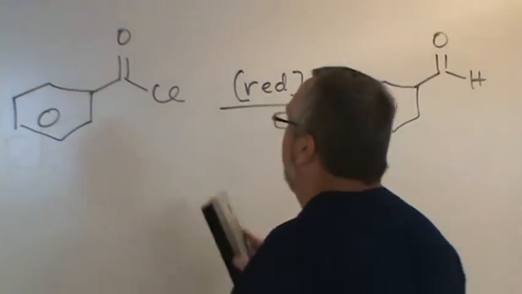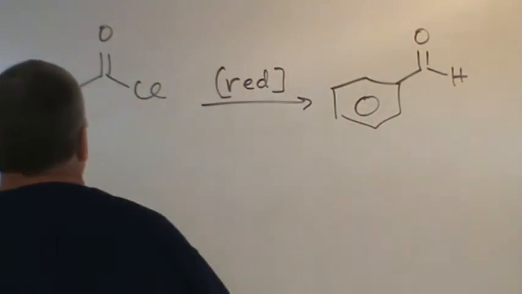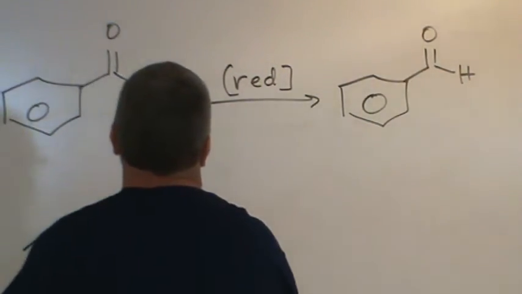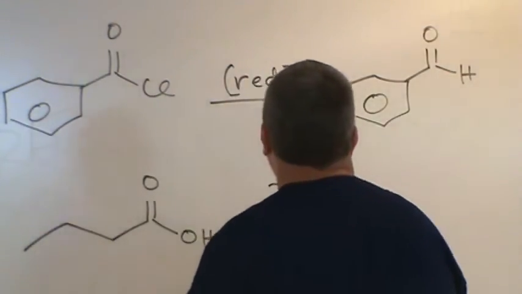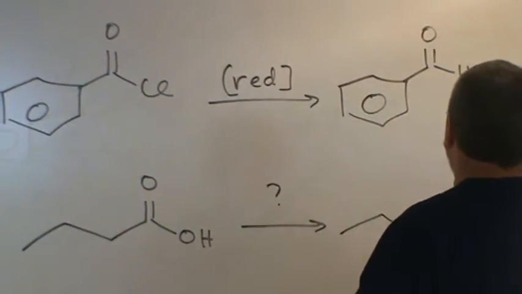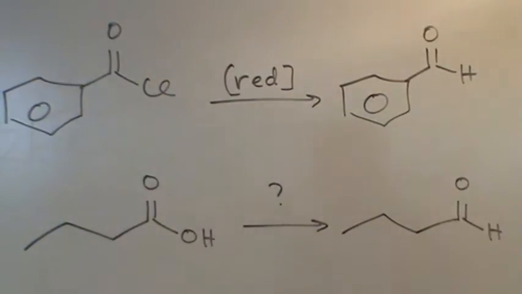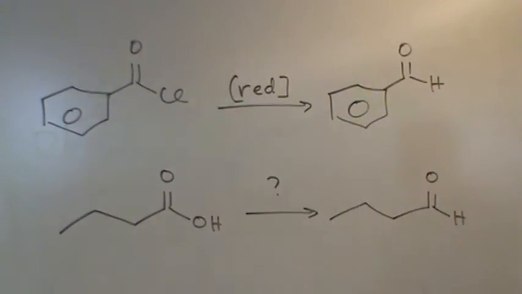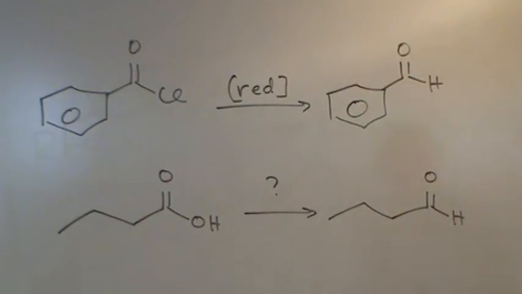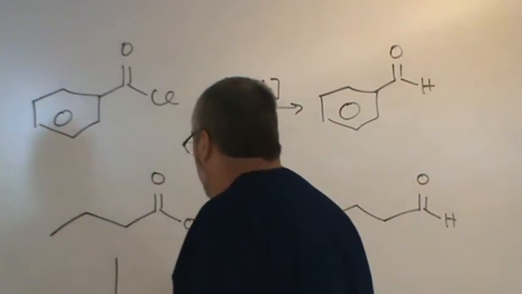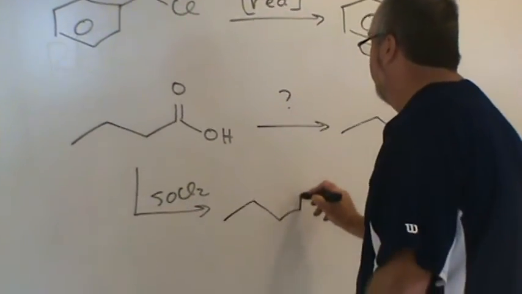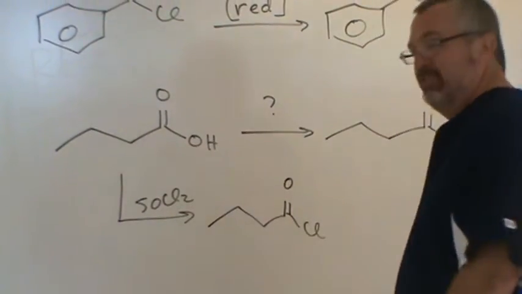Let's just say, for example, that we wanted to go from the carboxylic acid to the corresponding aldehyde. Well, there's probably a couple different ways to do this. But in tune with what we just learned, if you were to treat this carboxylic acid with thionyl chloride, that would give you the corresponding acid chloride.